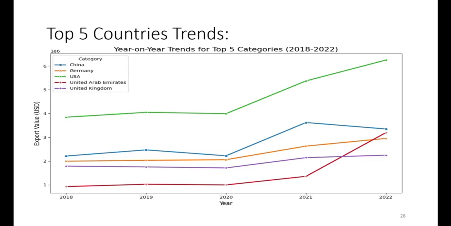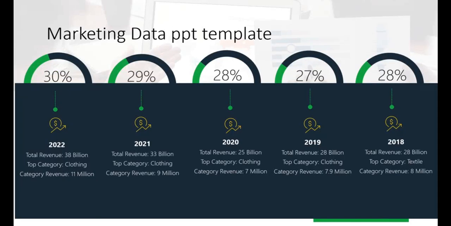If we invest in the category clothing, and in the product of the top category, which is trousers, then the country we have to go for is the USA, then China, and then Germany. So here is the final slide, in which I am showing the total revenue and the total percentage earned by each year. Like in 2022, we made a total revenue of 38 million, and the top category made a revenue of 11 million. So the category clothing contains a percentage of 30% in the total exports of the year 2022.